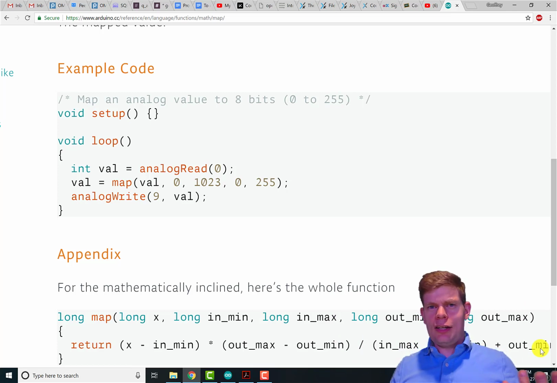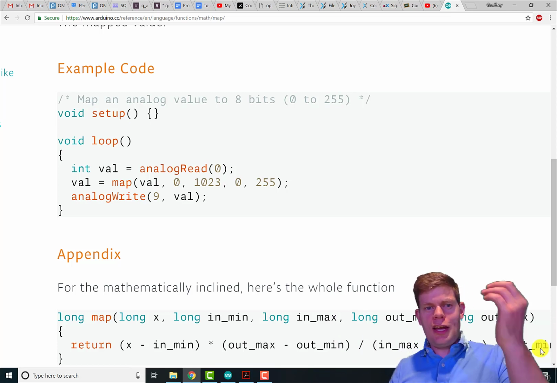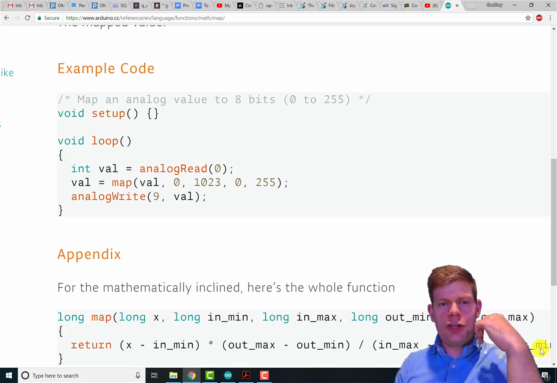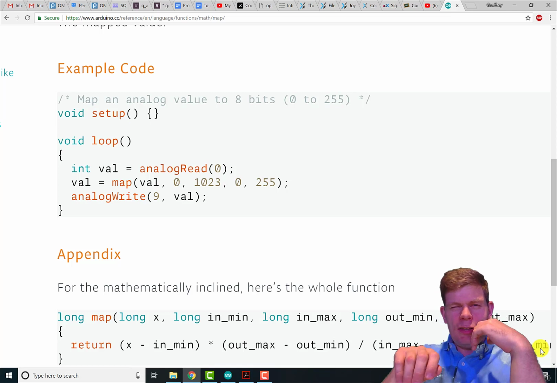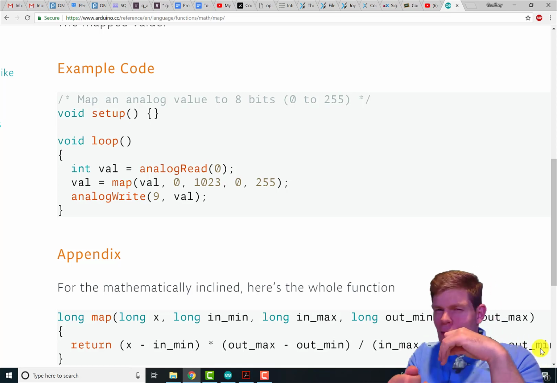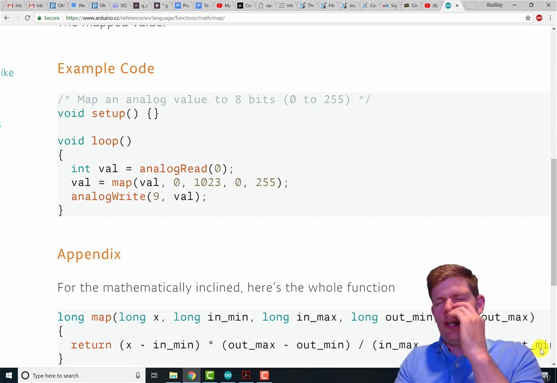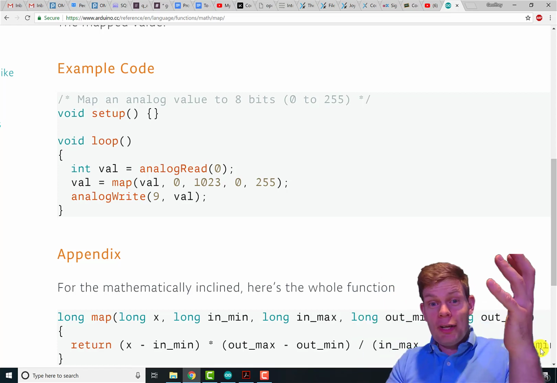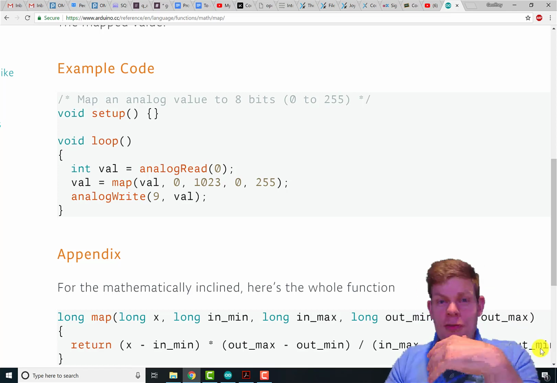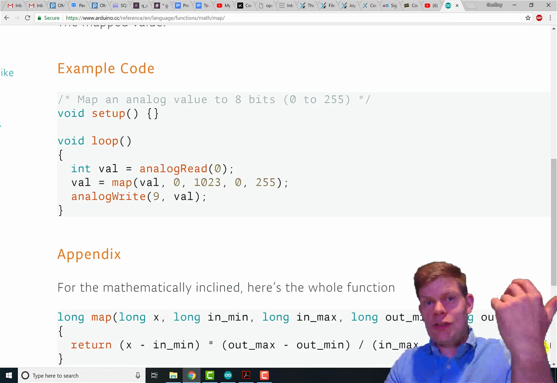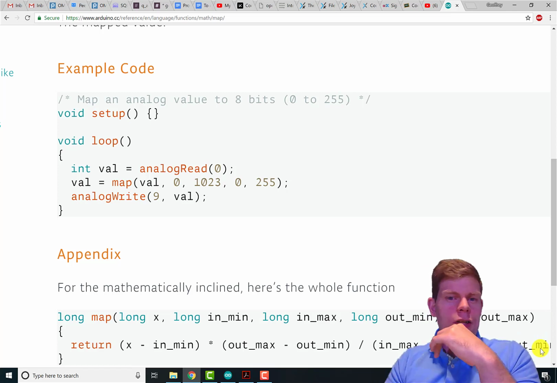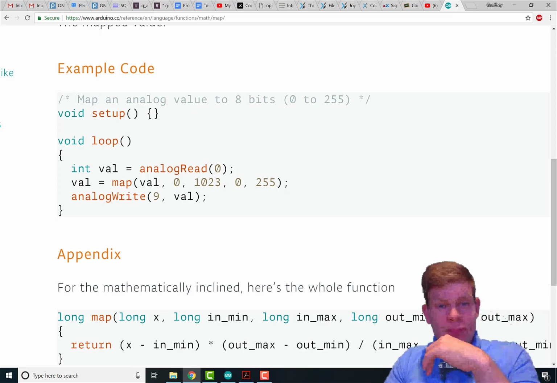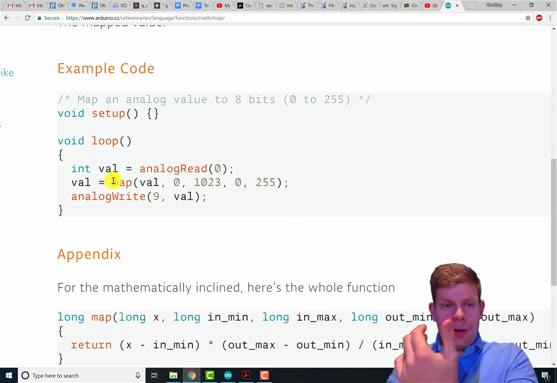And so it would be kind of nice, say val's hooked up to a potentiometer or something, if you could convert, like let's say the potentiometer is 75% of the way and you're getting an analog read of like 750-ish. It'd be nice if you could convert that to 75% of the analog write range, whatever that would be, like 190. So this is what map is great for.